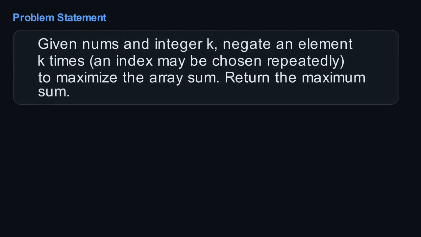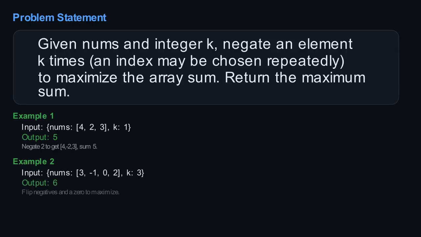Here is the challenge. You receive an integer array and an integer k. You must perform exactly k negation operations. In each step, choose any index and flip its sign. After all k operations, return the maximum possible sum of the array.